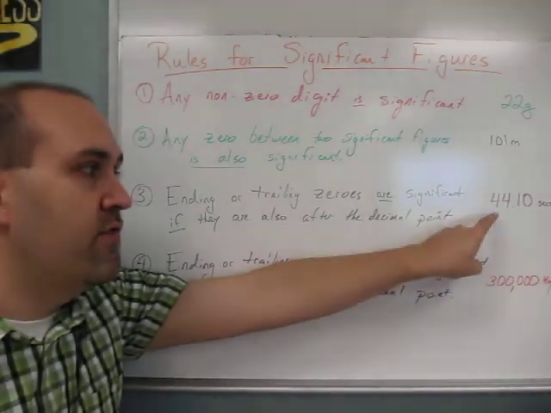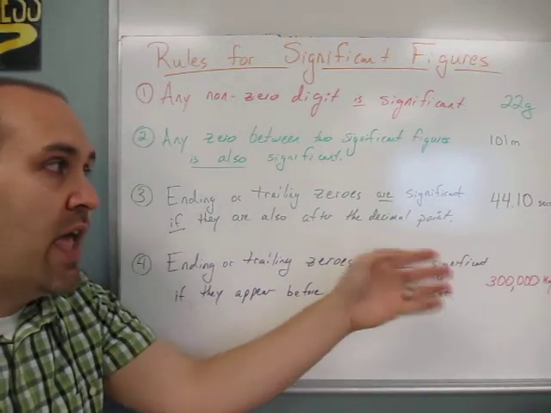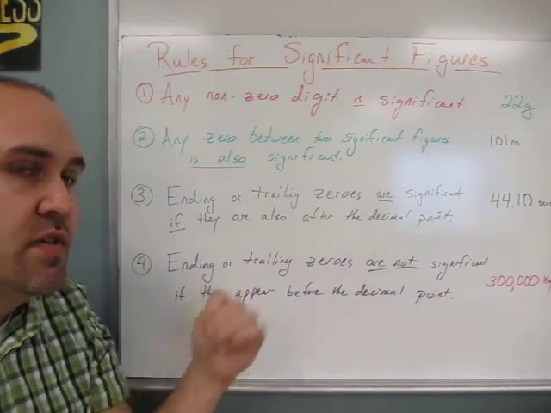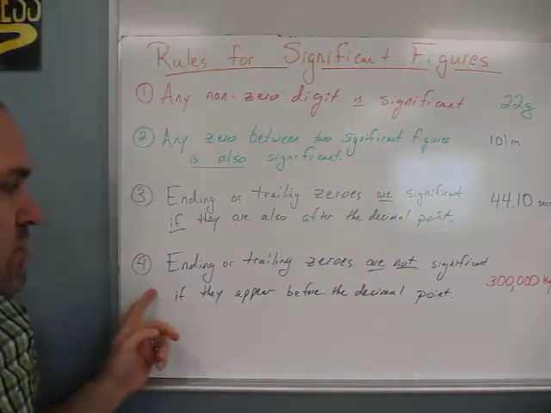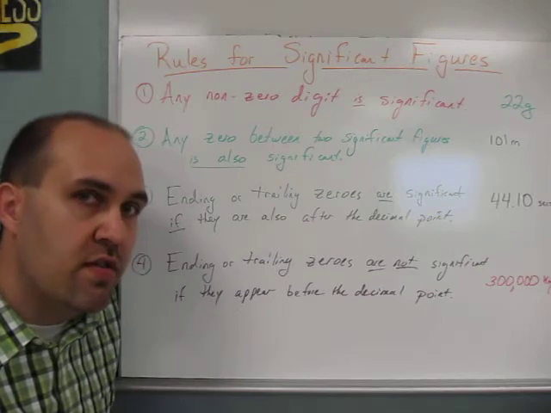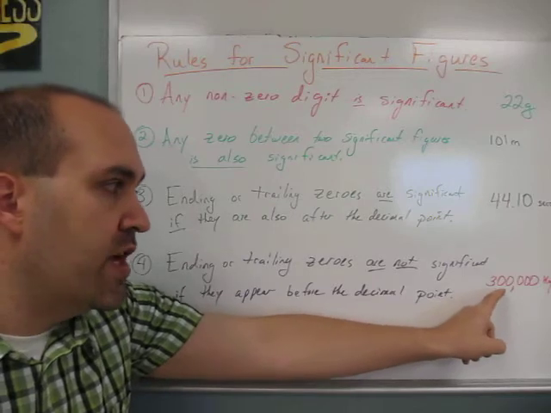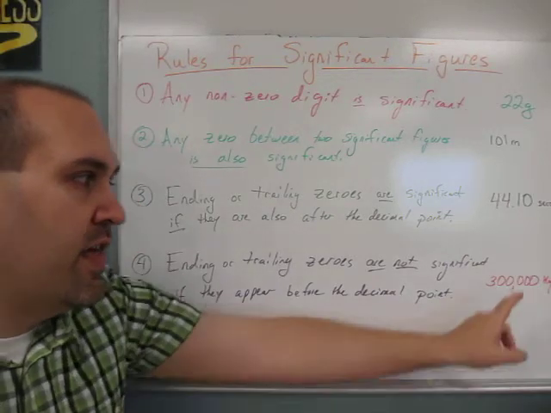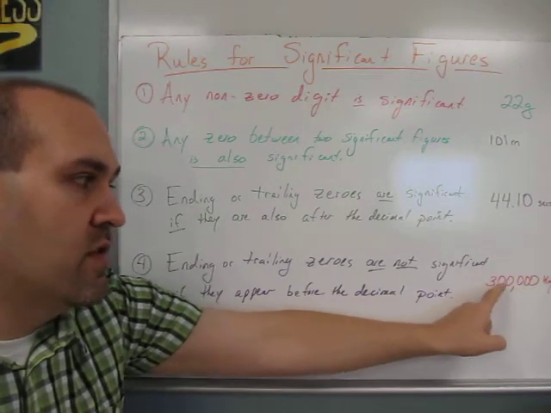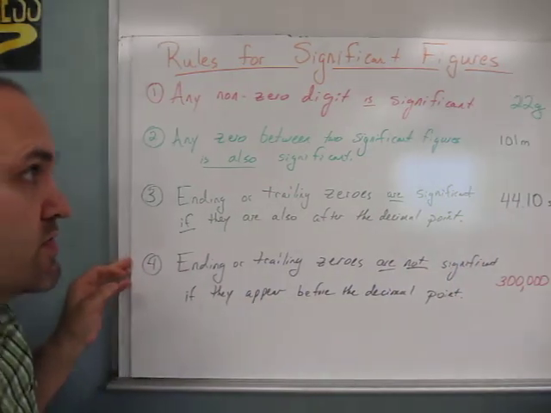Number 3, ending or trailing zeros are significant if they're also after the decimal point. So this measurement here, 44.10 seconds, because that 0 is at the end, it trails at the end, and it's after the decimal point, it's also significant. So this measurement actually has 4 significant figures. And the last rule, ending or trailing zeros are not significant if they appear before the decimal point. So for example, in this measurement, which is close to the speed of light, at 300,000 kilometers per second, that last 0 is before the decimal point and it's not significant, and therefore the other zeros aren't significant either. So this one just has 1 significant figure out of all of those.